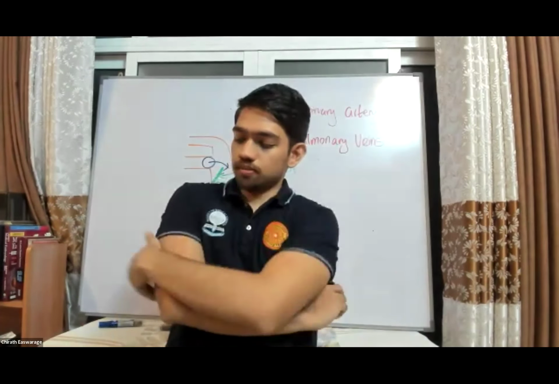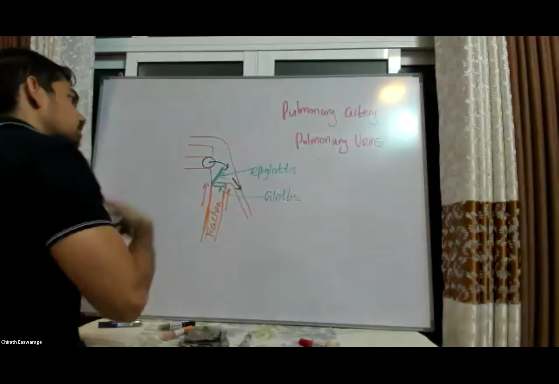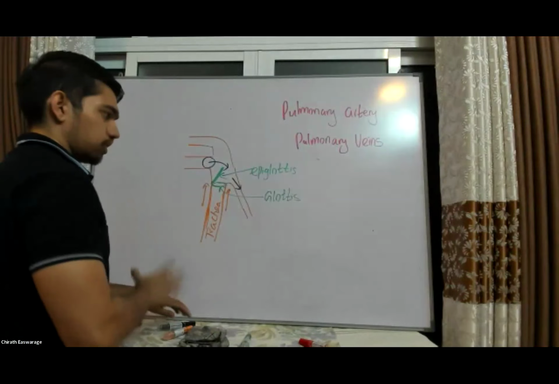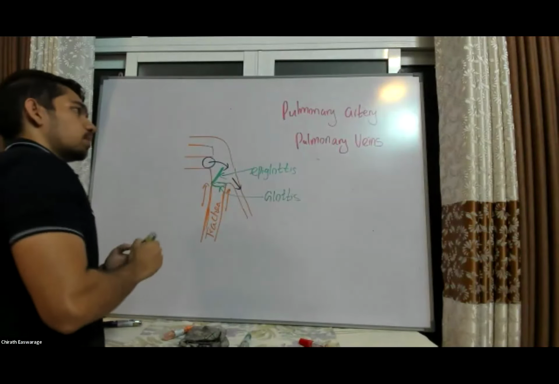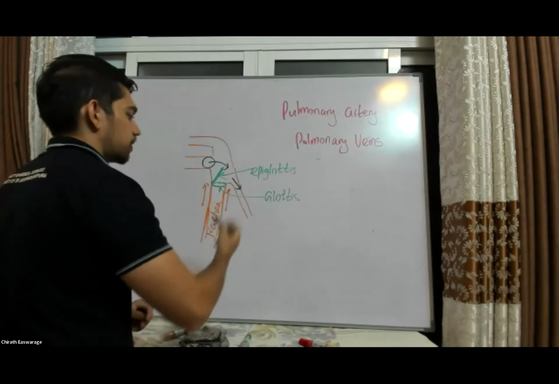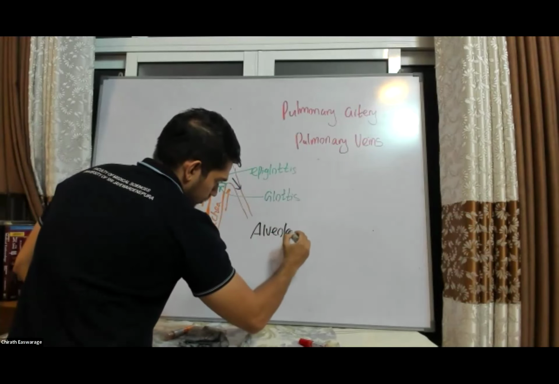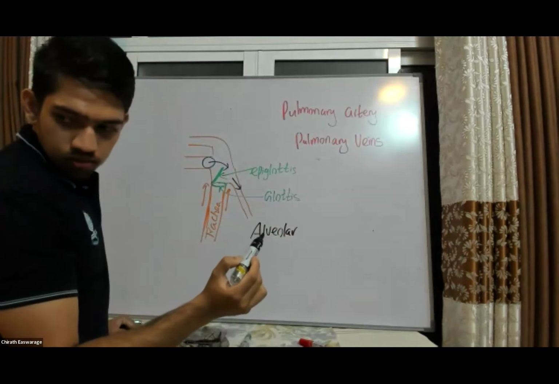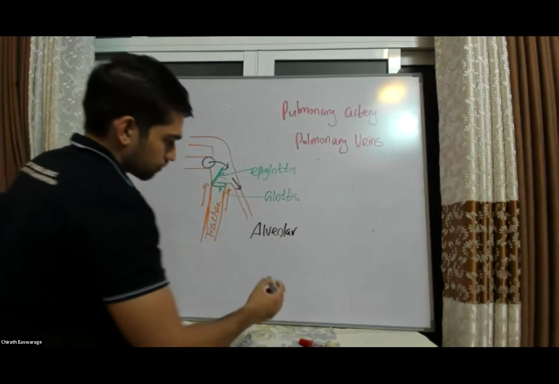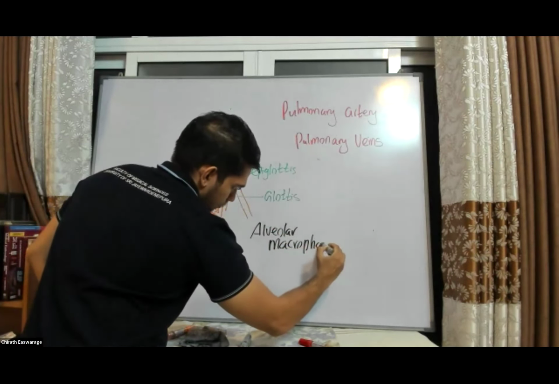Give me another name. These are a type of white blood cell, but we can't see them in our blood circulatory system. We can't see this kind of white blood cell in our blood, but they are a type of white blood cell. We call them alveolar macrophages.